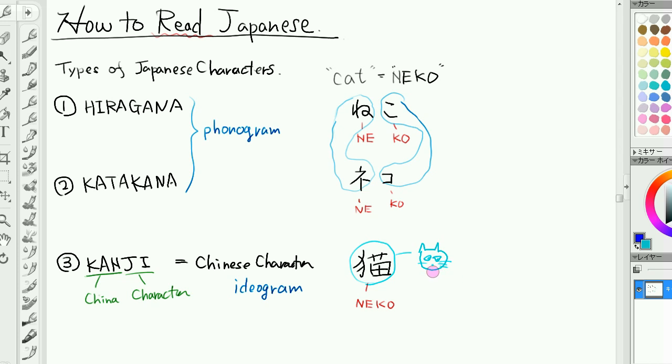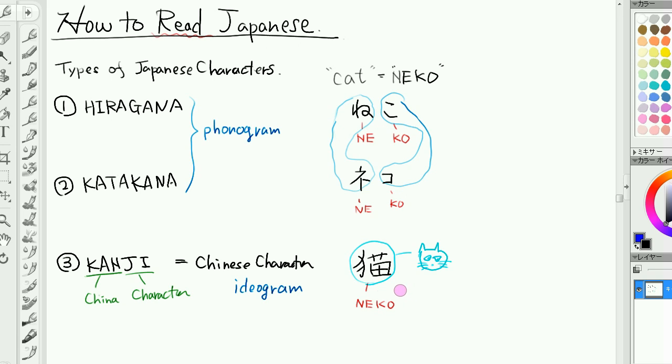Well, I can't draw a cat, but basically this character is a cat, okay? So that's why it's called an idiom. It has its meaning. And the interesting part is this character can be used in all countries that use Chinese characters. So not only in Japan, if we write this kanji and show it to a Chinese person, he can understand that it's a cat, okay? So it's very useful in Eastern Asia.